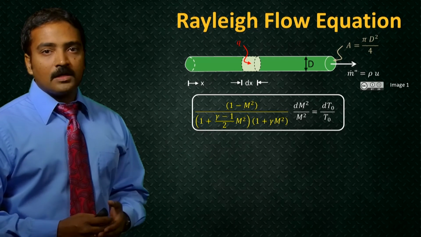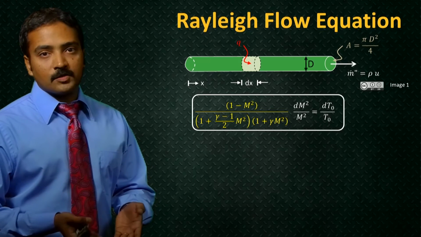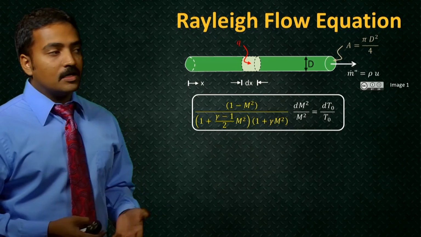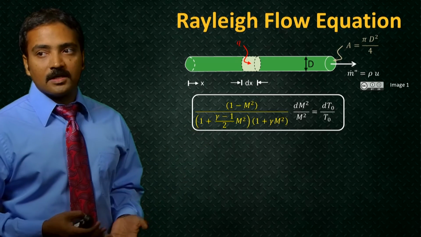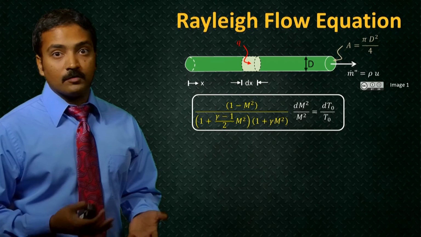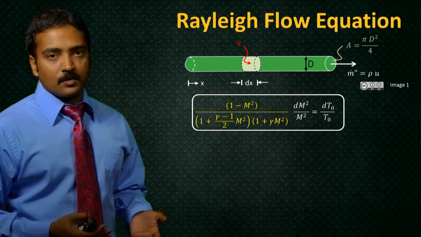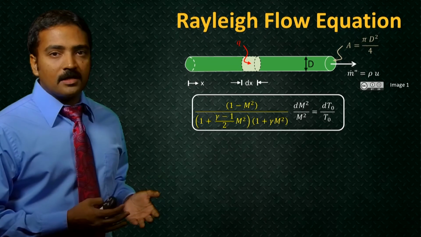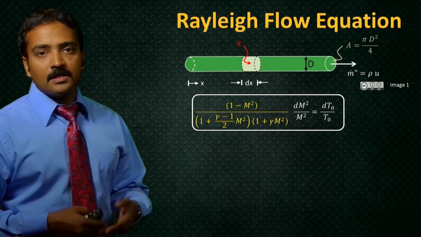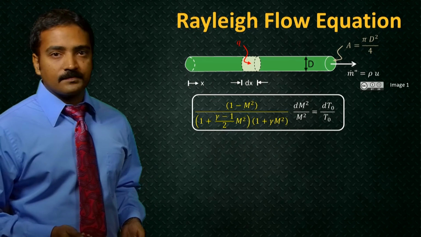Before we do that, let's take a look at the right-hand side, which is dT0 over T0. We understand that we want to add heat to the flow, which is what the combustor is designed to do. And if we do that, dT0 is going to increase. In other words, dT0 over T0 is always going to be a positive number in the combustor. With that in mind, let's look at what this highlighted factor, which is in terms of the Mach number, is going to do under different scenarios.